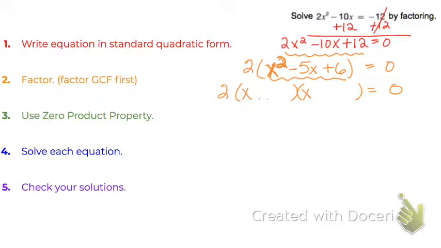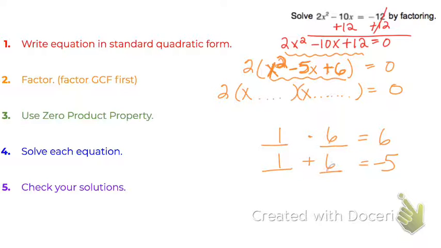Now to figure out what goes inside the parentheses with the x, we need to look at that middle term and the last term. We are looking for two numbers that multiply to give us that last term, so multiply to give us 6, and add to give us that middle term's coefficient, add to give us negative 5. So you just go through the different options.